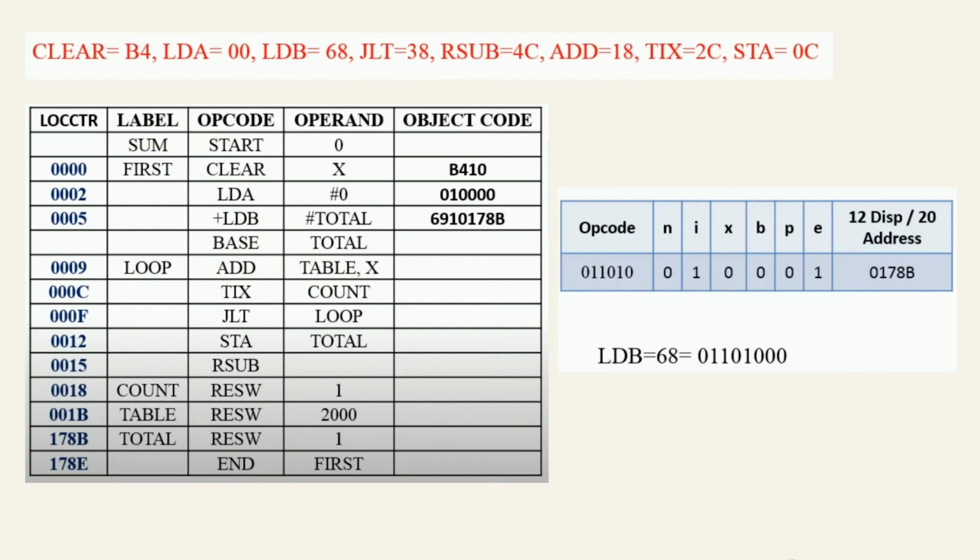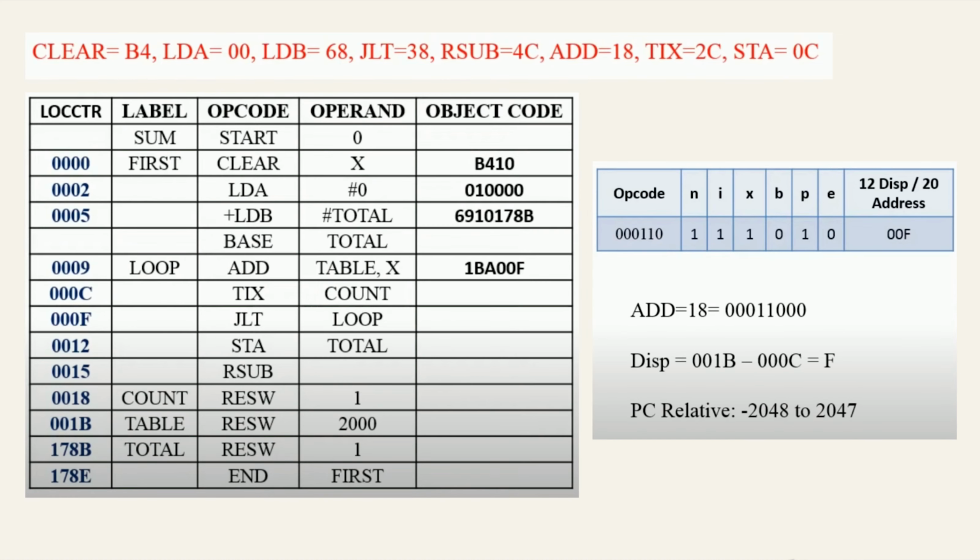The value for total is 1778. That is why the base register also occupies this value. It contains 1778. The B value contains 1778. That is the meaning of this statement. Okay, so moving on to the next statement, it is loop add table comma x.